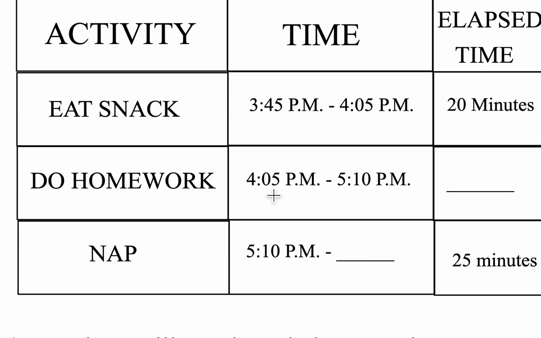So he did homework at 4:05 p.m., which means he did it right after. And then he ended at 5:10 p.m. And the elapsed time, or the amount of time he spent doing homework, is blank. So we have to find this. And to find this, we can simply subtract the times. So we have to subtract the minutes first. So 10 minus 5 is 5 minutes. And 5 minus 4 is 1. And that's the hours, so the elapsed time is 1 hour and 5 minutes.